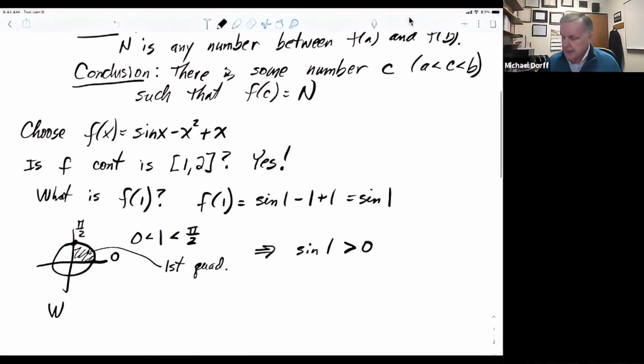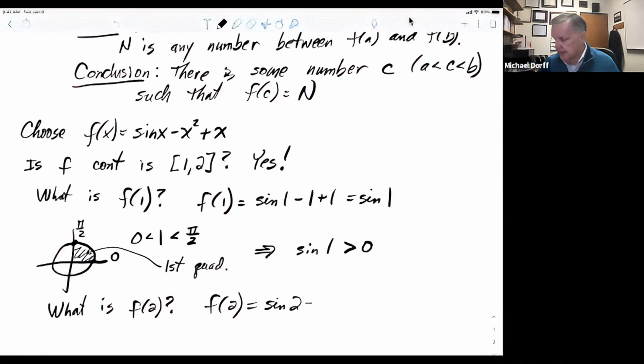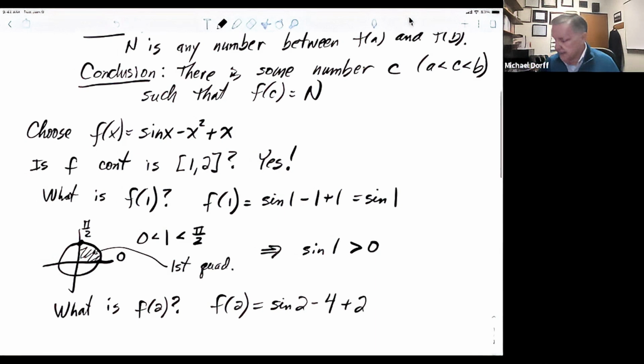All right, now I need to figure out what f of 2 is. Well, I'll plug in 2 for x, and I get the sine of 2 minus 2 squared, which is 4, plus 2. So that equals the sine of 2 minus 2. Well, what value is that?